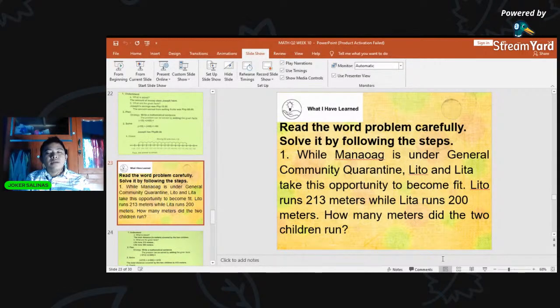While Manawag is under general community quarantine, Lito and Lita take this opportunity to become fit. Lito runs 213 meters while Lita runs 200 meters. How many meters did the two children run? Okay, 1 minute. Enjoy your time. Just keep on solving.